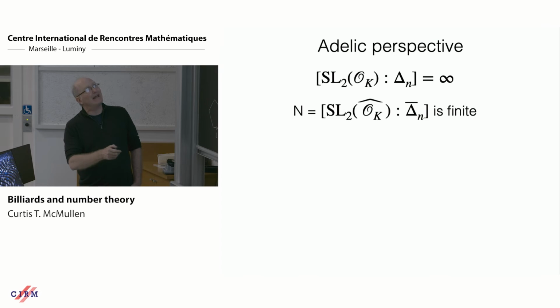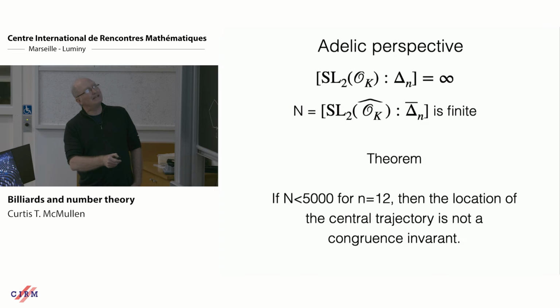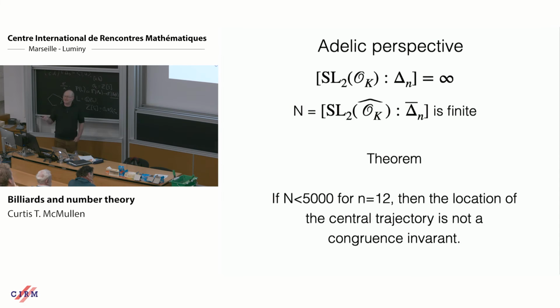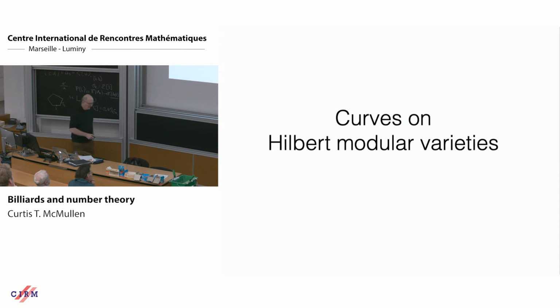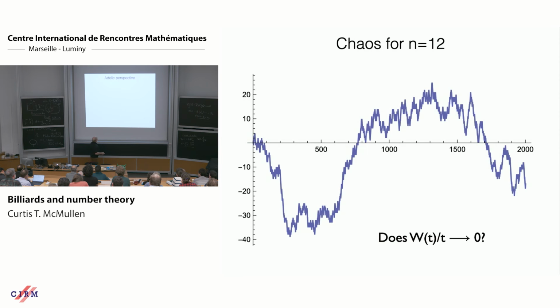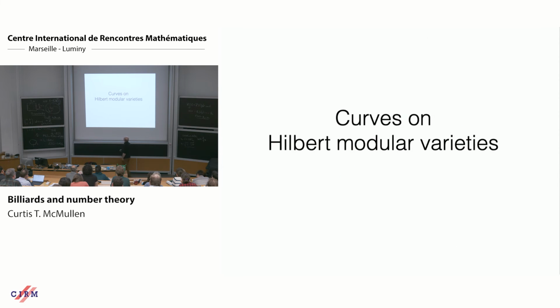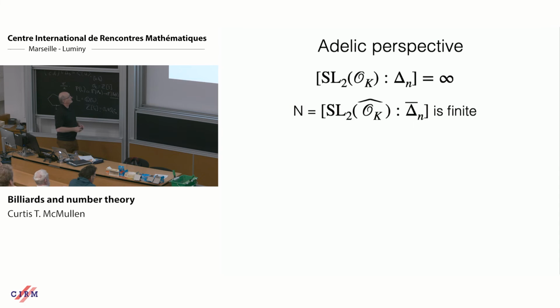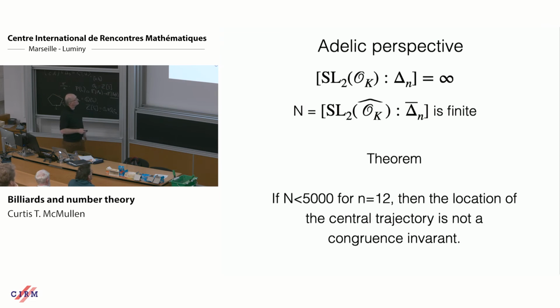And what one can show is that if this index is less than 5,000, that reflects the 10,000 test I did, then the location of the central trajectory is not a congruence invariant. And moreover, I'm pretty sure that n is 12, 24. So if somebody could just help me complete that proof, that would be nice. I believe that there's methods from the Galois theory of points on elliptic curves that would allow one to evaluate this value of n. Okay, so I think I either have 10 minutes left or -5.